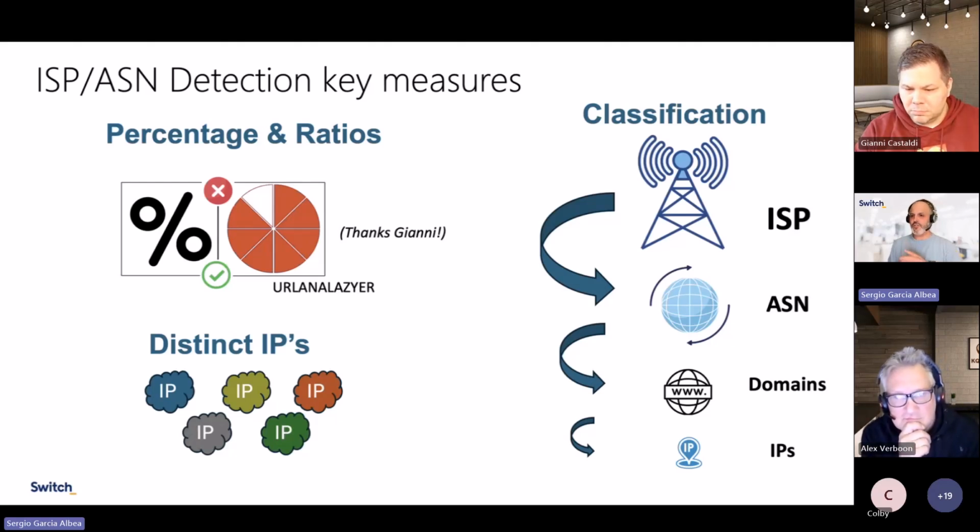And then classifications. As I said, if we can group by ISP, you can detect a lot of cases without going granularly to every IP. Then we can group by autonomous system numbers, then by domains, then by IP. But starting with the bigger one, I think, will totally reduce our time investment.